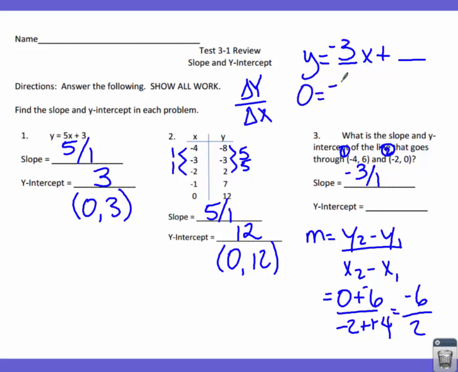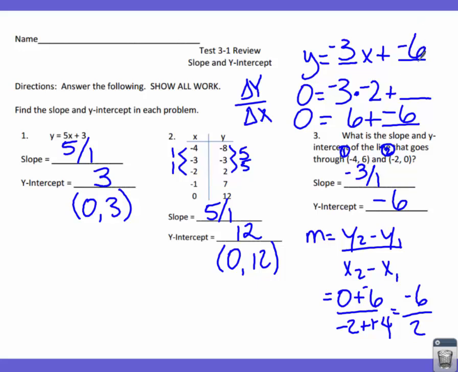So 0 equals negative 3 times negative 2 plus what? So negative 3 times negative 2 gives me 6, plus what will give me a 0 as an answer. And we know that's going to be a negative 6. So my y-intercept then is negative 6. Okay, so the equation would actually be y equals negative 3x plus negative 6. And that would give you those 2 points. Okay.